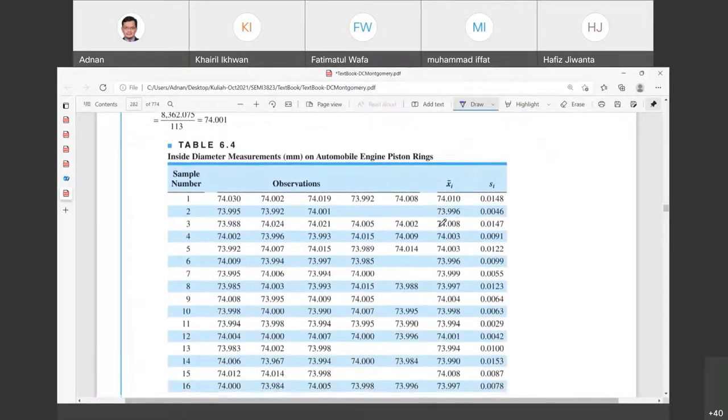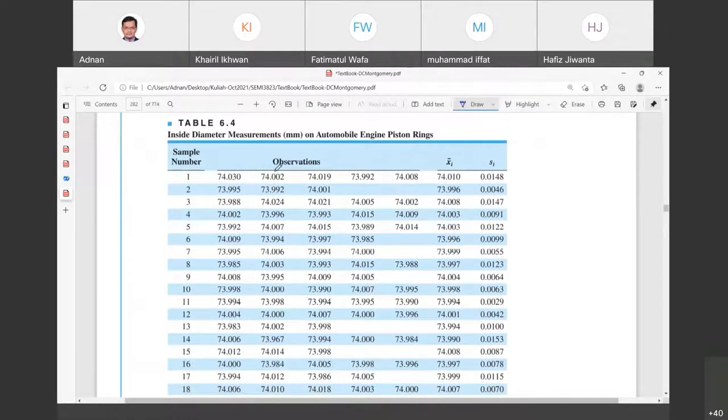If you look at this example here, 1, 2, 3, 4, 5. The first subgroup here we have 5, but the second subgroup we only have 1, 2, 3. We don't have sample number 4 and number 5. No sample. But still we can calculate the X bar and S. We still calculate, but now it's not consistent.